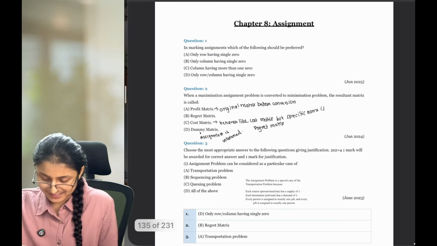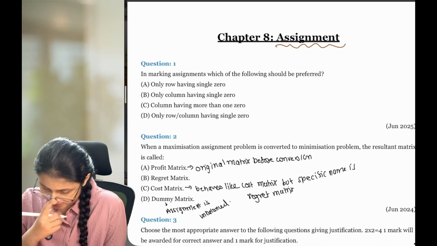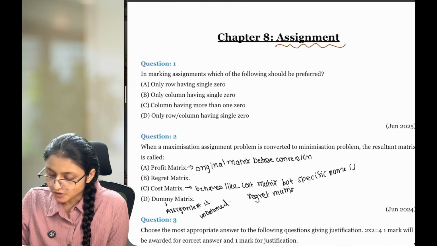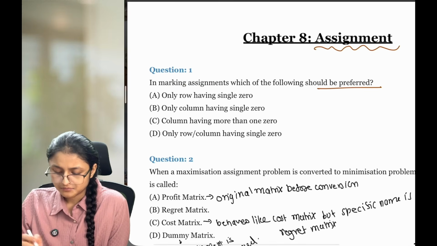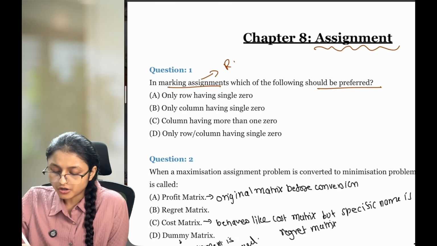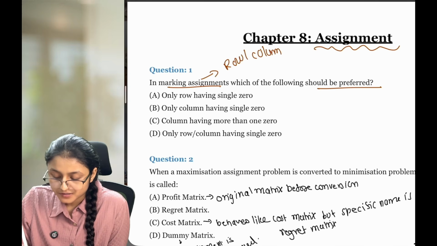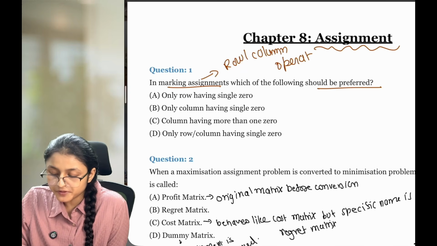Now we can move forward to the next chapter, that is chapter number 8, assignment. In marking assignment, which of the following should be preferred? Which one of the following you will prefer while doing the assignment? Marking assignment means your row and column operation which you perform. In your row or column operation, what you prefer?